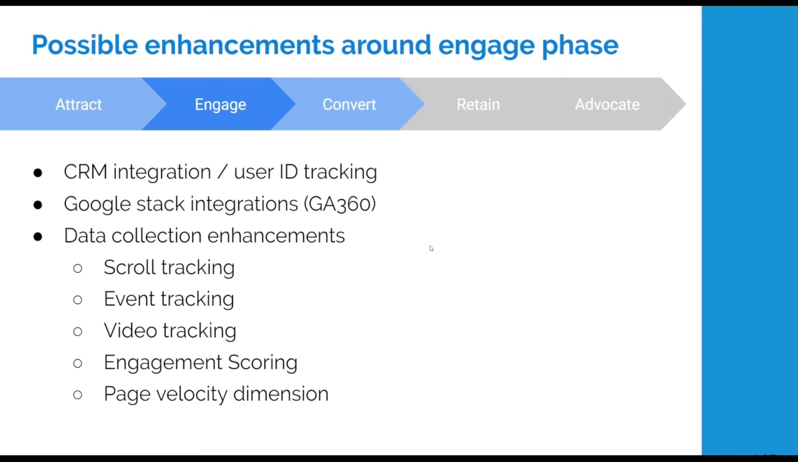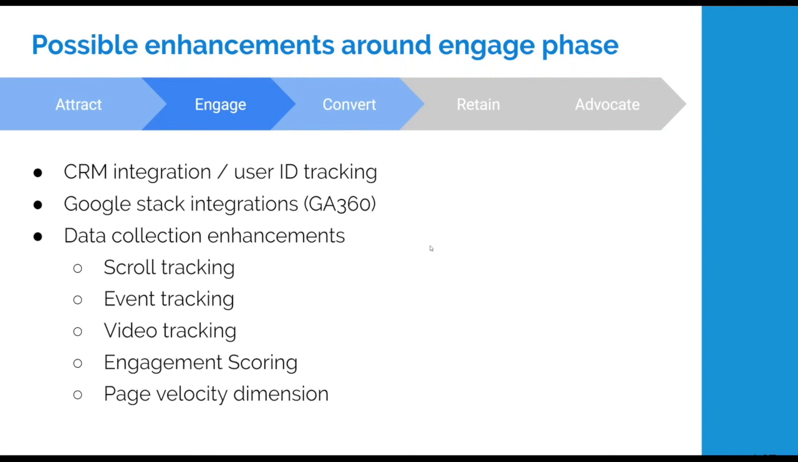So on top of building that report and understanding what to showcase in that analysis based on where they're at in the customer journey, you can walk away with certain possible enhancements to that phase, and that's a really great outcome to any report. So I mentioned before, CRM integration, user ID tracking. Starting to combine that user across those sessions can bring in a wealth of more information. Google Stack integrations with GA360. Data collection enhancements too. You can narrow in on scroll tracking. You can get customized event tracking. You can get video tracking in place. These last two are a little bit more complicated, but engagement scoring.